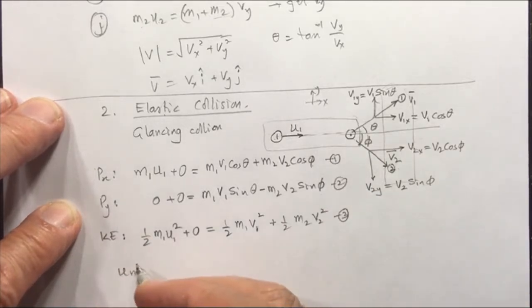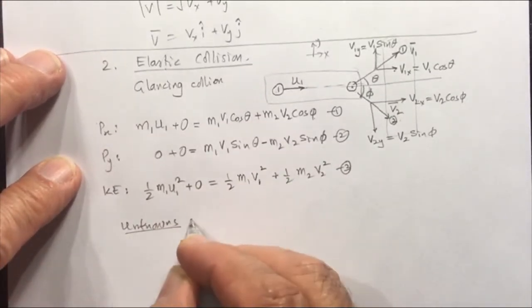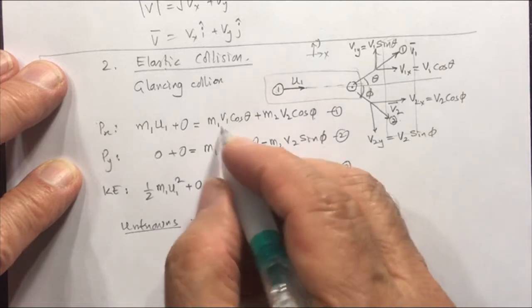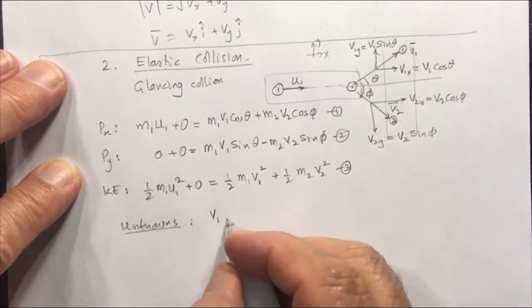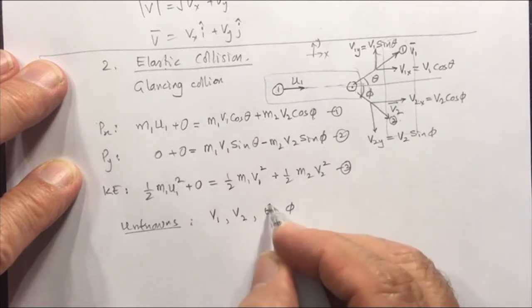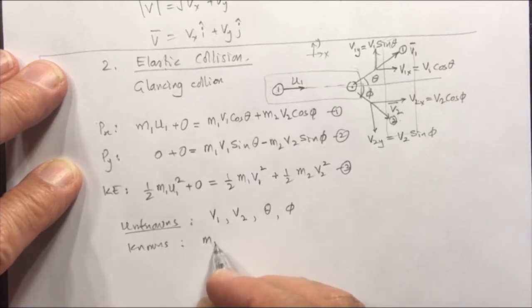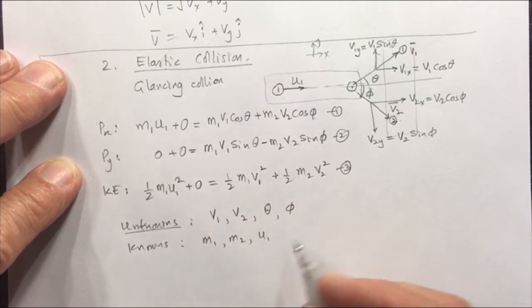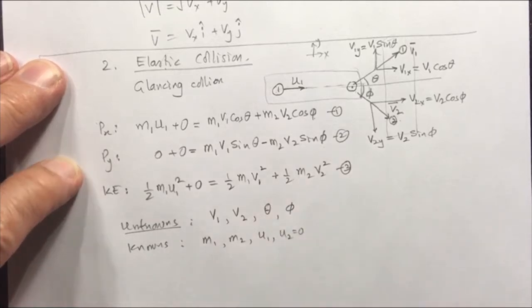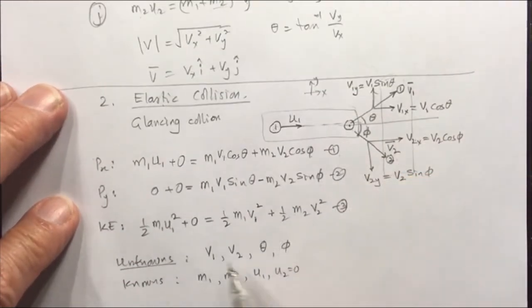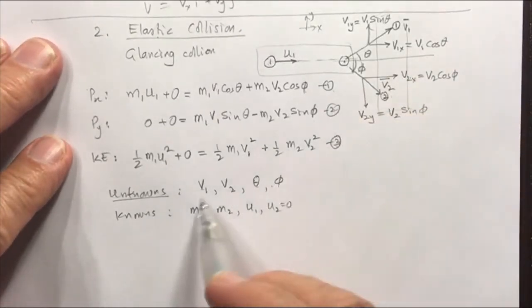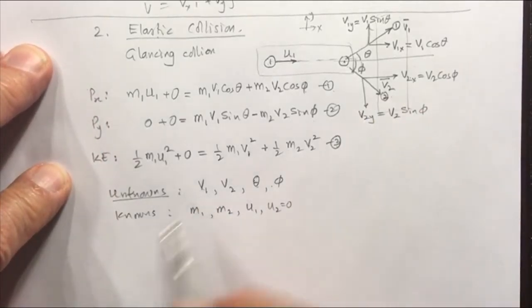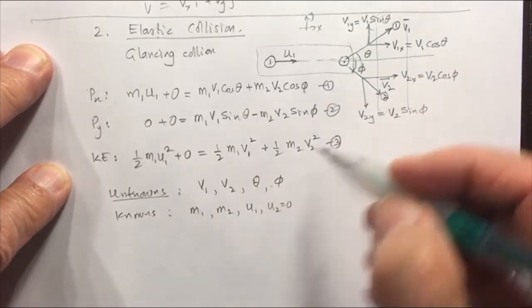and if we count the unknowns, we'll have to assume that we know the initial velocity and we know the masses. So the unknowns are going to be v1, this speed, and v2, and theta and phi, and the knowns are m1, m2, and that's it, u1, these three, and u2, which we took as 0. So now we have three equations and we have four unknowns, and with three equations and four unknowns, it's impossible to solve uniquely. We can get an infinite number of solutions. So we don't get a unique solution. So we need four equations to solve for four unknowns.